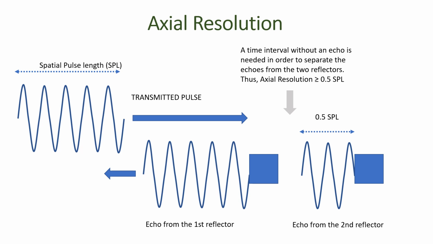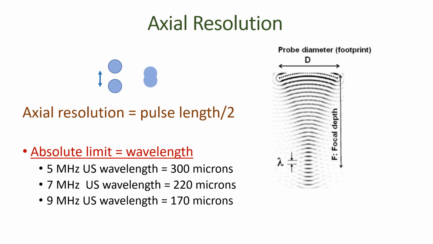If two reflectors are positioned at a distance less than a half of the spatial pulse length, the echo from the second reflector will overlap the echo from the first, making two objects appear as one on the ultrasound image. The wavelength of the ultrasound determines the absolute limit of resolution that cannot be improved by PRF.